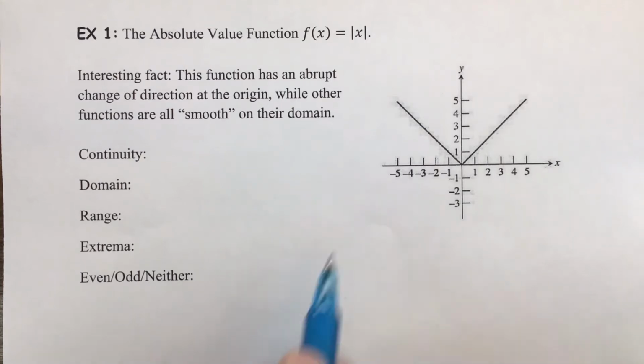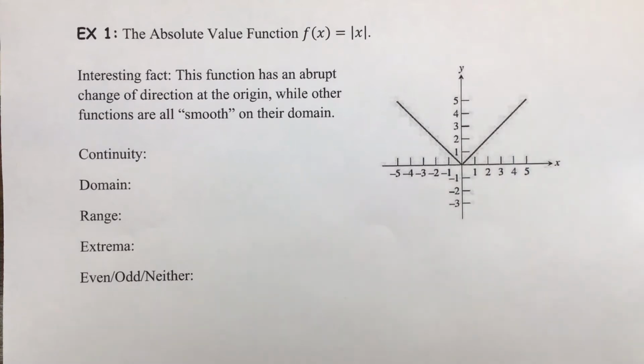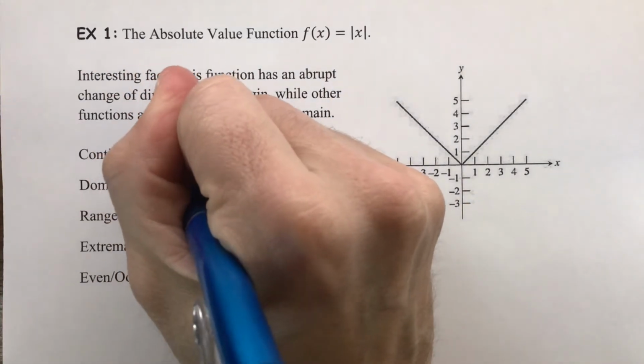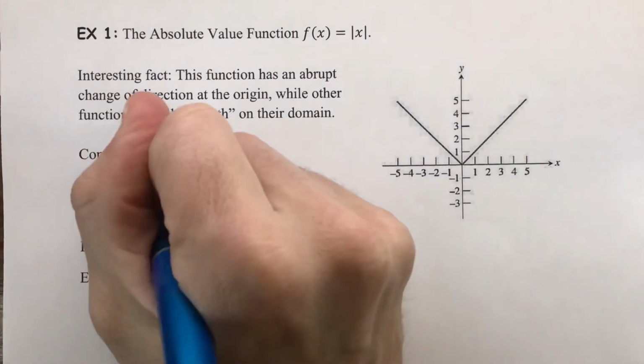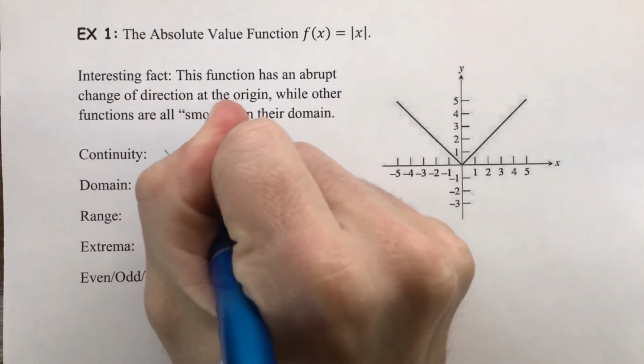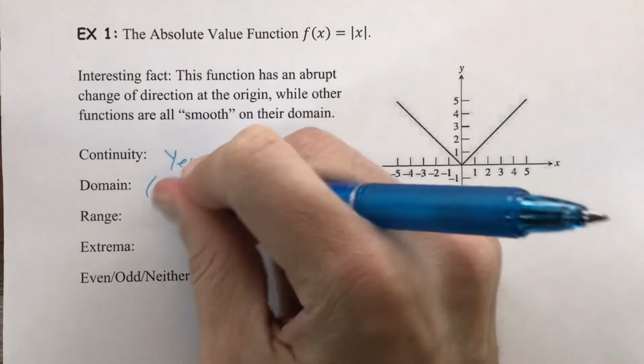Continuity, yes it does. It is continuous over here, it's continuous here, and even at that abrupt turn, it does have the coordinate 0, 0. The absolute value of 0 is going to equal 0. Continuity is yes. The domain is going to be all real numbers. Okay, we got negative infinity to infinity.